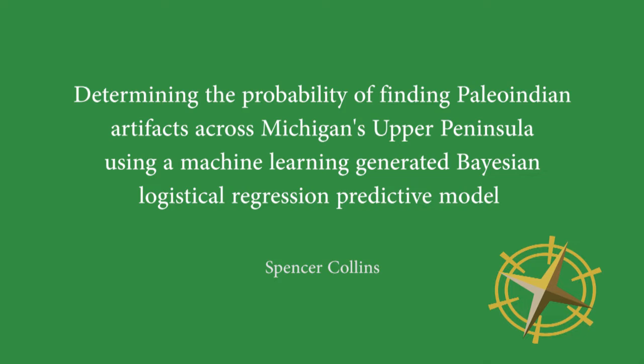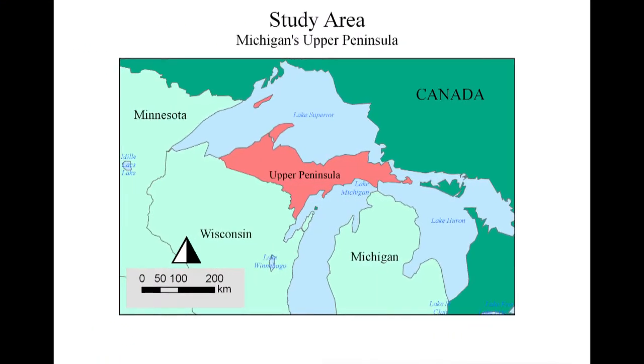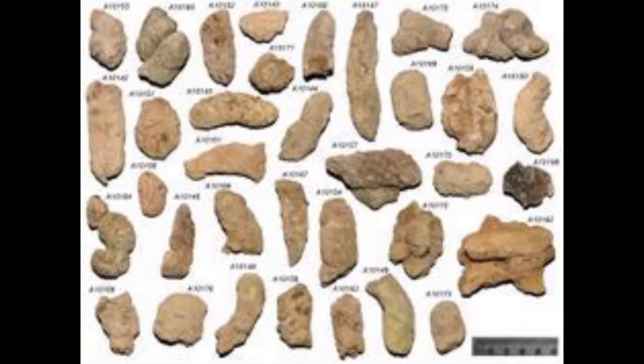Determining the probability of finding Paleoindian artifacts across Michigan's Upper Peninsula using a machine learning generated Bayesian Logistical Regression predictive model. That's a mouthful. Let's get into it now. So, Paleoindians roamed the Upper Peninsula during the beginning of the Holocene era about 11,000 years ago. Many of their artifacts have been discovered all across the Upper Peninsula and especially in Marquette County, and there are many more to be discovered.